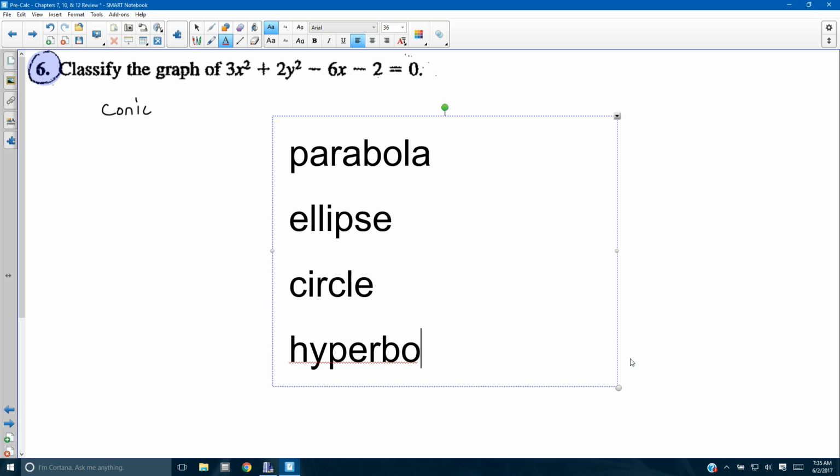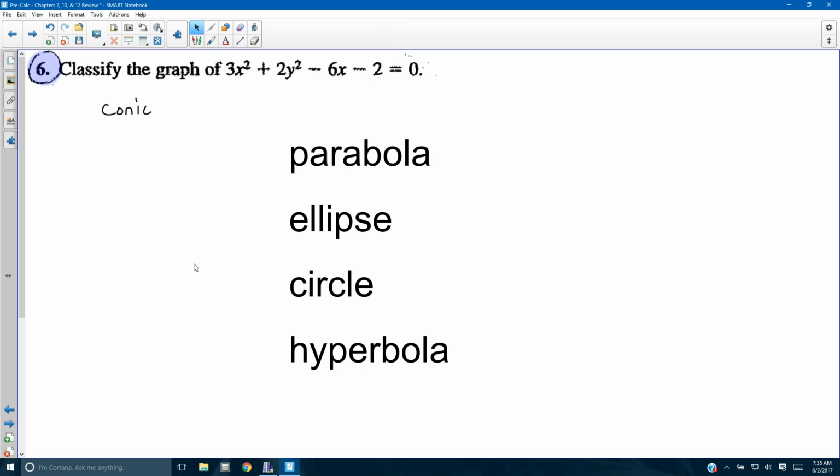And let's play the process of elimination. Instead of just knowing what it is, let's also play what it can't be. Okay, so parabola, ellipse, circle, hyperbola, which of the 4 is this conic? It's not a parabola because both variables are squared. It's not a hyperbola because both variables have the same sign on the same side of the equation. In this case, we want them to be both positive. It's not a circle because the coefficients for the squared variables are different.